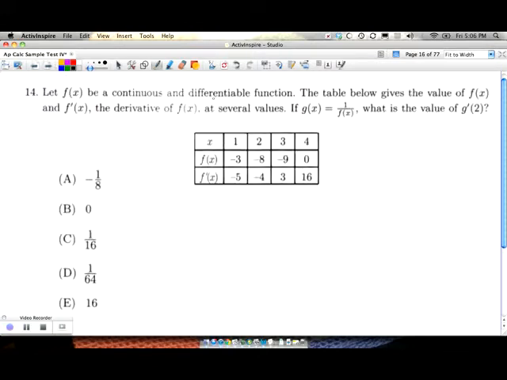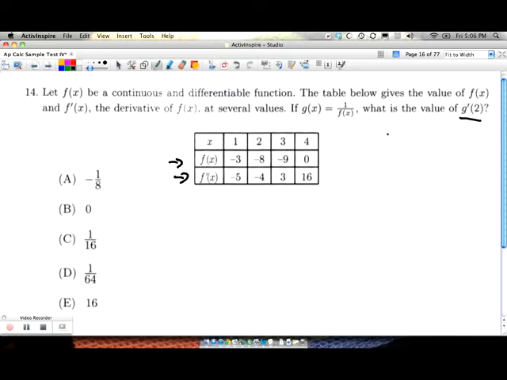Next. Let f of x be a continuous and differentiable function. The table below gives the value of f of x and f prime of x. Here's the original, here's the derivative, at several values. g of x equals 1 over f of x. What is the value of g prime of 2?